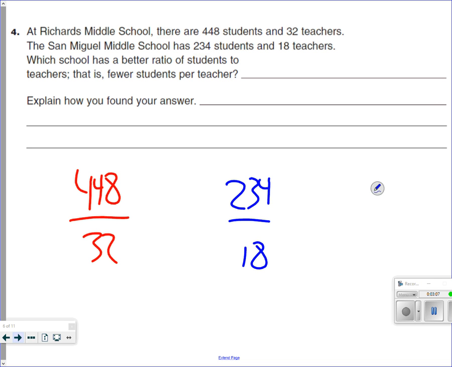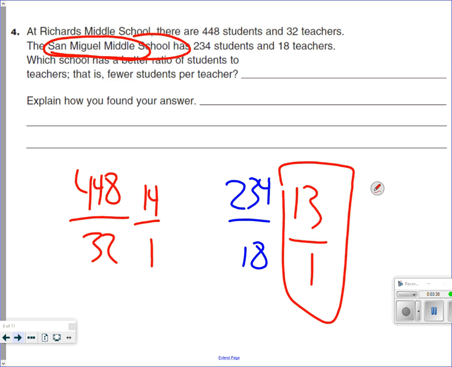Okay, I'm going to grab my calculator here. All I'm doing is 448 divided by 32 gives me 14. So we have 14 students for 1 teacher. Over here we have 234 divided by 18. I have 13 students for every teacher. So which one has fewer students? It would be the second one, San Miguel Middle School, which has 13 students per teacher.